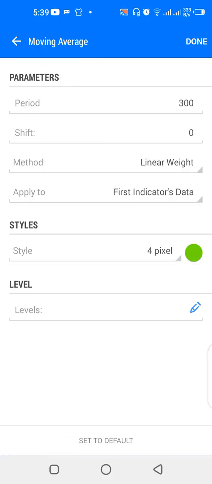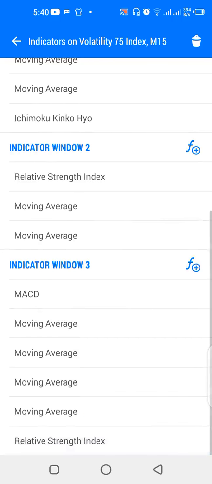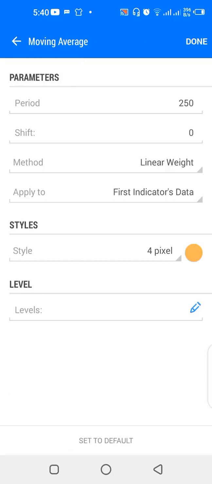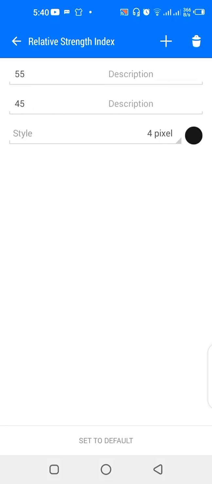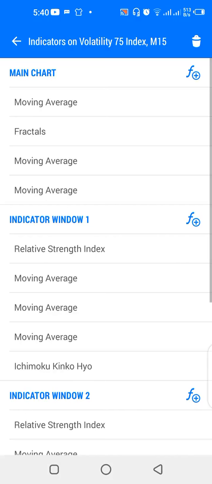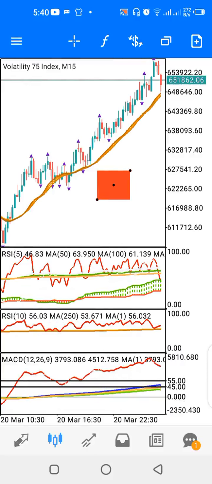Okay, another moving average. Period is 300. Method is linear weight, apply to first indicators data, color is green. Another moving average, period is 250. Method is linear weight, apply to first indicators data, color is orange. And lastly, we have relative strength index. Period is 10, apply to close. Okay, and the levels, we have 55, 45, and the color is black. So that's that for the indicator settings.